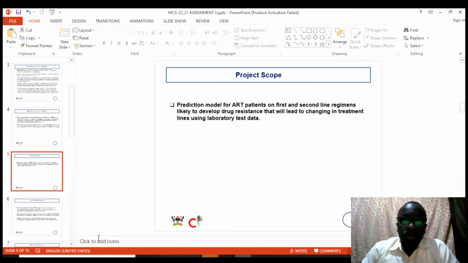For the project scope, we intend to analyze data from a lab setting, primarily looking at patients who are on first and second line regimens. We'll be looking at historical data longitudinally, and then we can use that to look out for those that are having changes in their treatment lines.